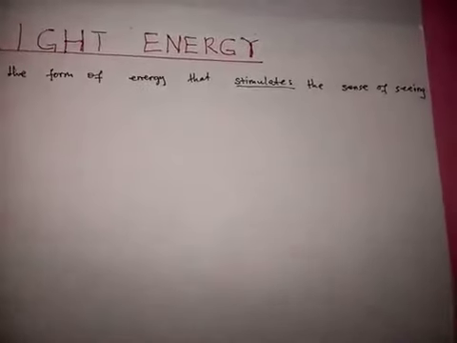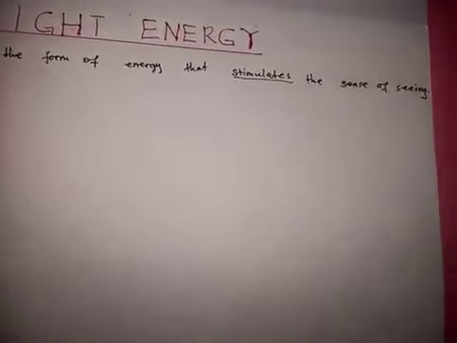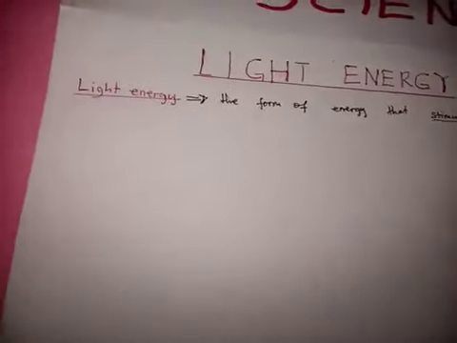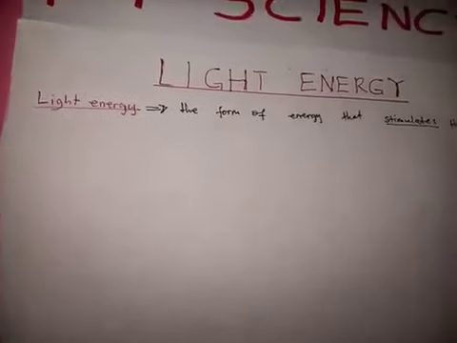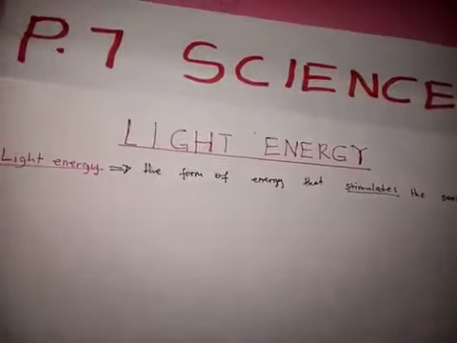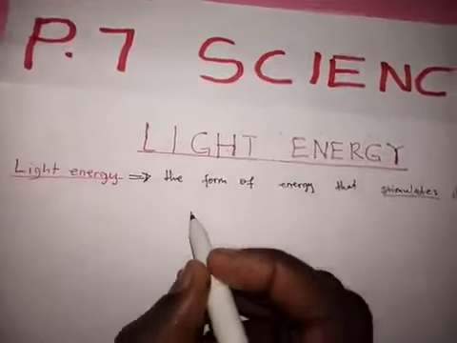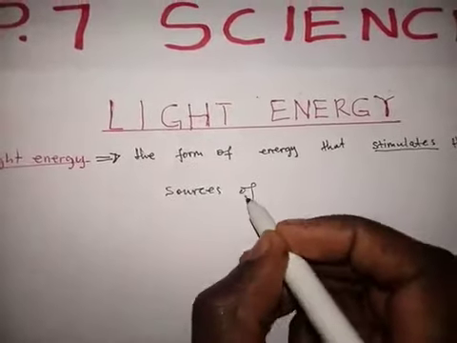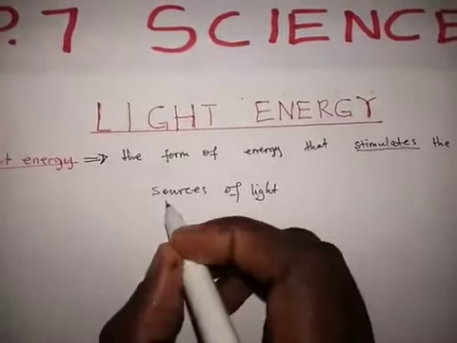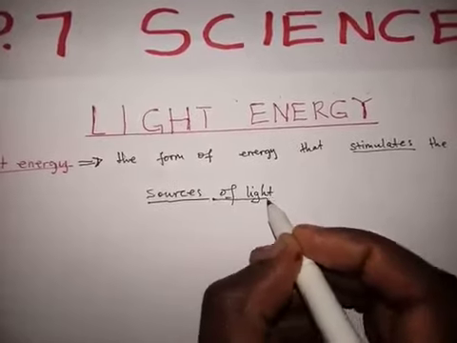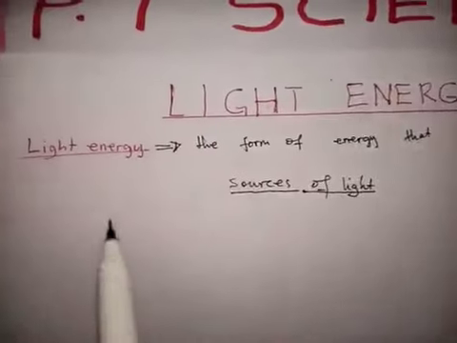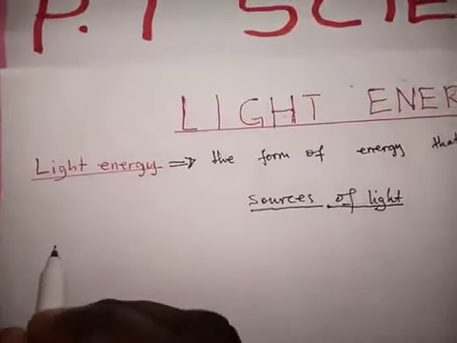Without light, the sense of seeing is inactive. It does not work because we are not able to see. So that is what we call light energy. From light energy, we go to sources of light. When we talk of sources of light, simply we mean sources of light.